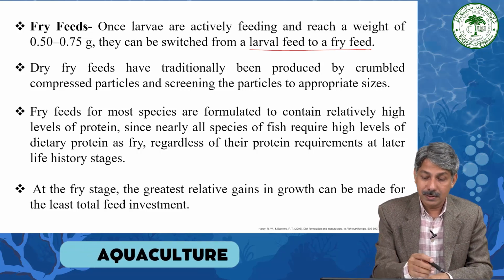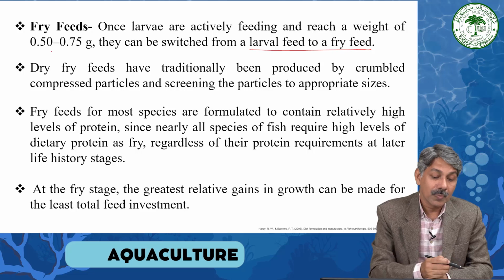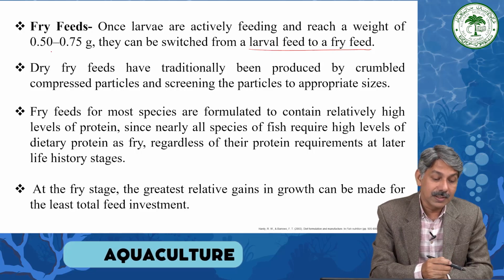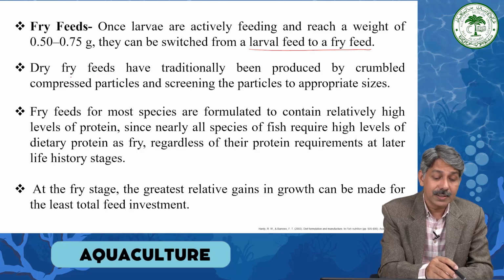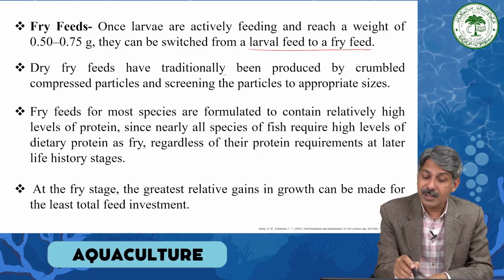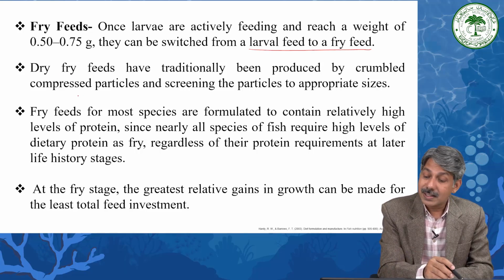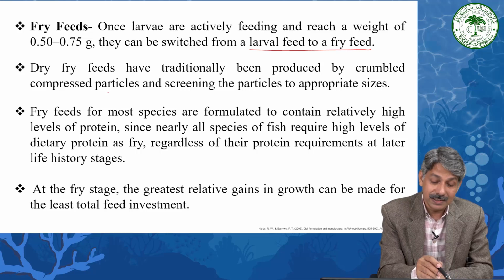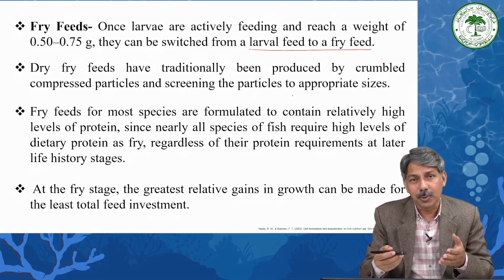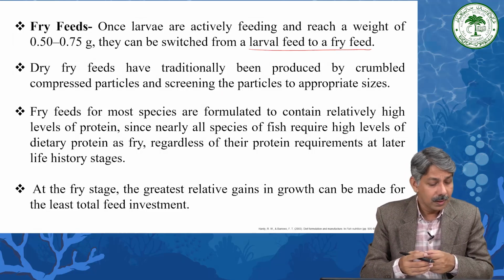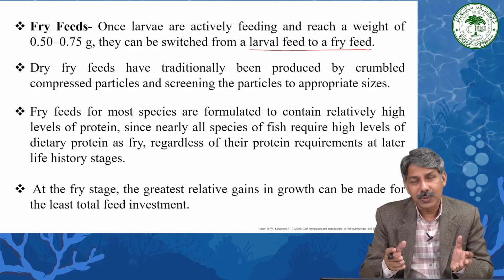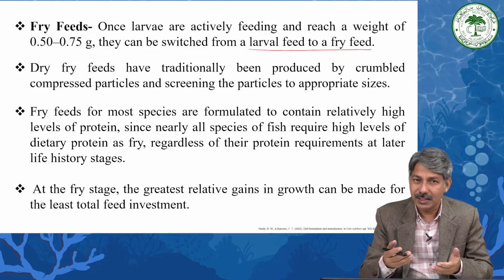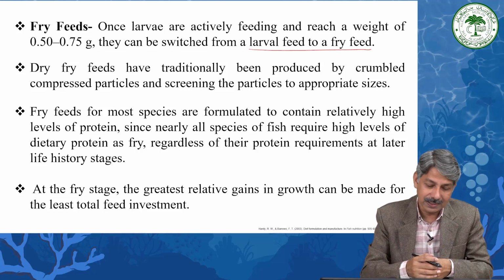So fry feeds, from when the larvae reach the 0.5 to 0.75 gram stage. Dry fry feeds have traditionally been produced by crumbling compressed particles and screening the particles to appropriate sizes. So, crumbled compressed particles, they are screened and we get the desired size. Whatever size you are looking for, you can use that screen.